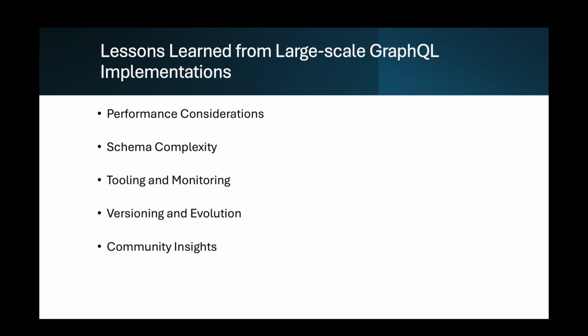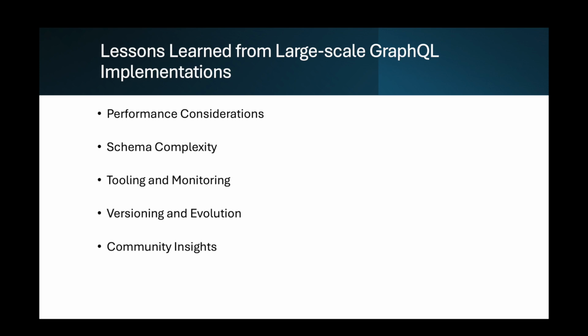What are some of the lessons learned from large scale GraphQL implementation? First one is performance consideration. Discuss performance considerations and best practices for scaling GraphQL APIs to handle large numbers of concurrent users and requests. Talk about schema complexity. Address challenges related to schema complexity, including managing nested queries, optimizing resolver performance, and minimizing overfetching.